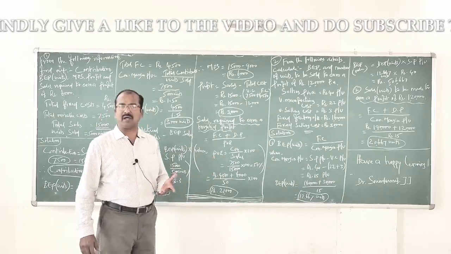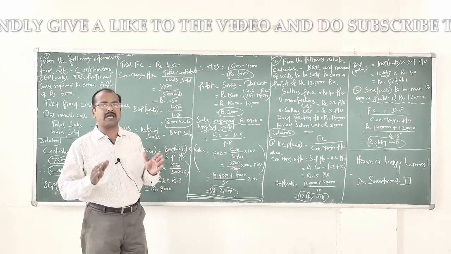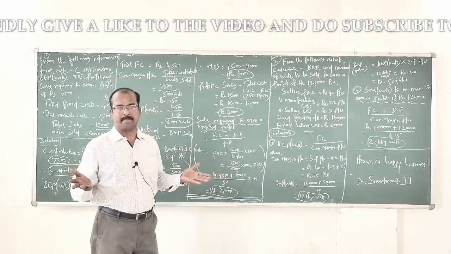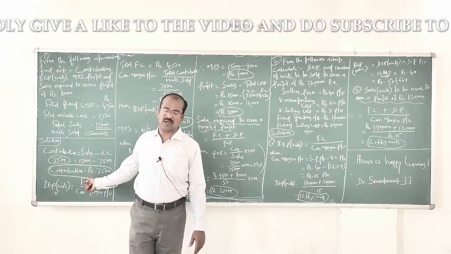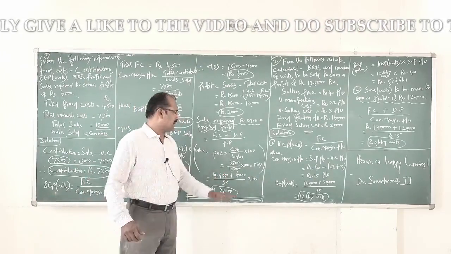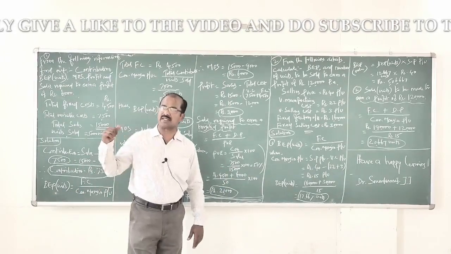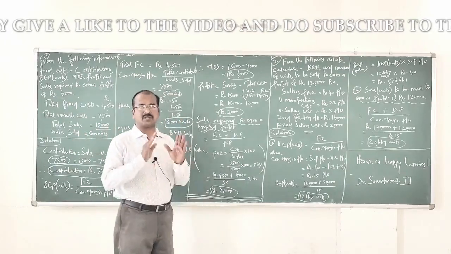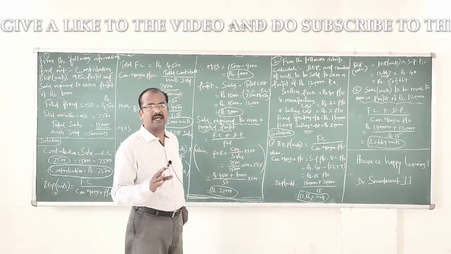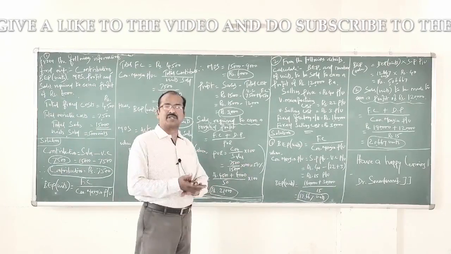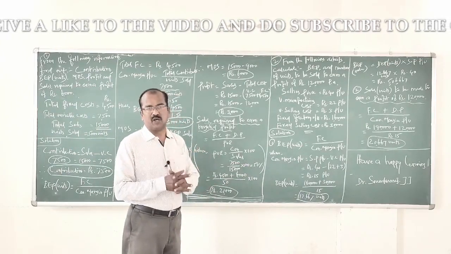Now what is the formula for the profit volume ratio? Contribution divided by sales into 100. Contribution is 7,500, that we calculated as one of the requirements in this problem. Divided by sales is 15,000, that's directly given in the problem. So 7,500 rupees divided by 15,000 rupees into 100 gives us 50%. That is the profit volume ratio.